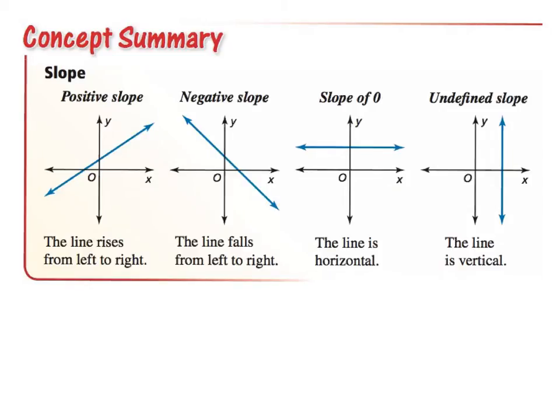And as you already know, when we look at slope, we go from left to right. If the line goes up from left to right, if it rises, I should say, not goes up, but if it rises, it's a positive slope. If it falls, it's a negative slope. A horizontal line is a slope of 0, and a vertical line is an undefined slope.